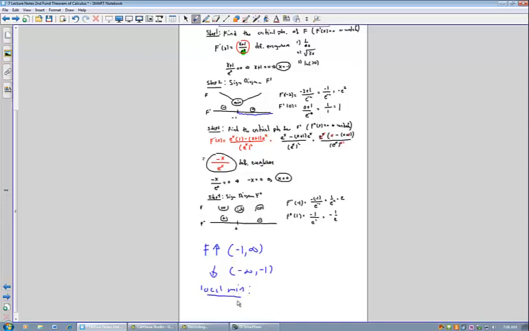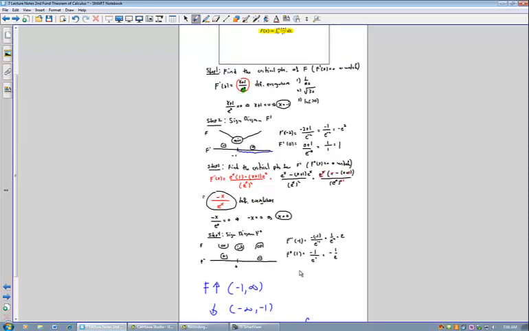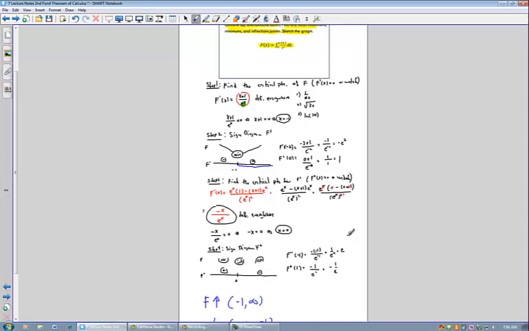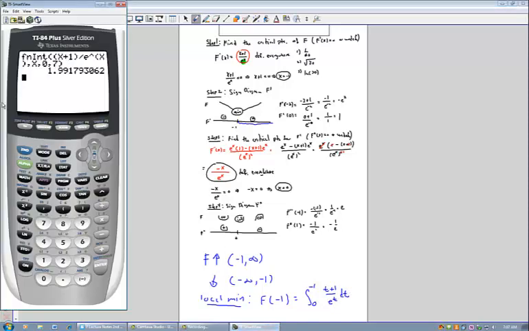So local min at, and right here I can put f of -1, which equals the integral, and we have come back up here, and you can look at the original problem, so it's equal to the integral from 0 to -1 of t plus t e to the t dt. And I can use my calculator to solve this, so I already have that last answer in there. So I'm going to just change this, hit second, enter, and instead of going from 0 to 1, it's going to go from 0 to -1, in parentheses, enter. And I get out about -0.72.